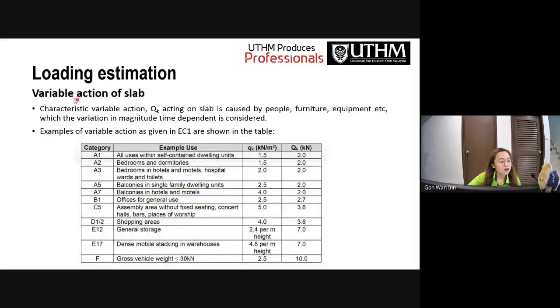Okay, so variable action on slab, you can get it from the Eurocode 1 as shown in the table. Characteristic variable actions, Qk, acting on the slab are caused by people, furniture, equipment, which are variable in magnitude, time dependence is considered. So examples for variable action in EC1 are shown in the table. Where you get this small qk and the big Qk, this is in kilonewton, and this is in kilonewton per meter square. So be careful, don't get the wrong one. For the slab, you need to get the kilonewton per meter square.